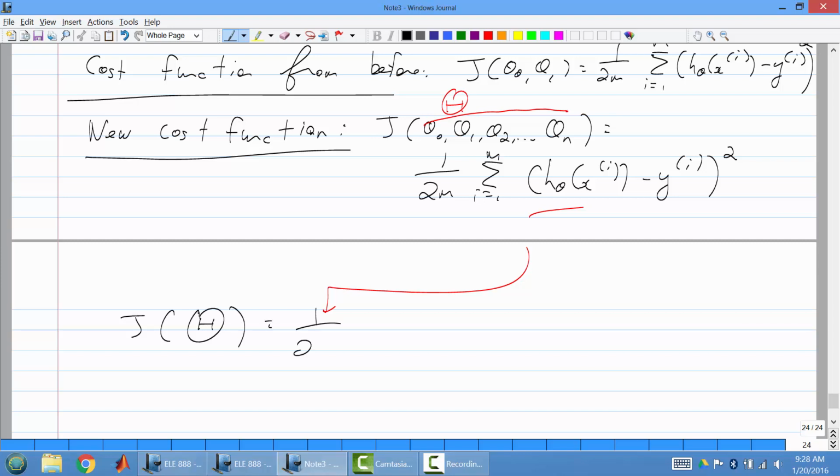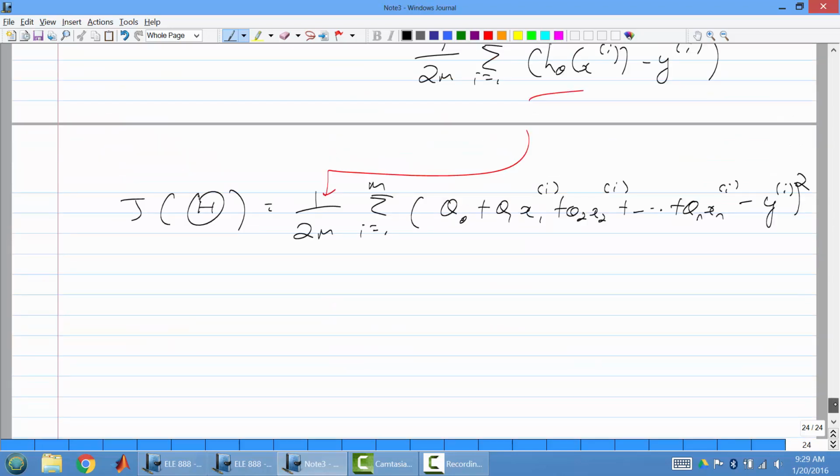So this is 1 over 2m. This expands to what? So we have theta 0 plus theta 1 x1 plus theta 2 x2, all the way up to the end, right? And then subtract this. Actually, this is the ith training example, right? And then this is with the predicted output. And there we go. Okay, that is good. So this is what it was before, so this is what the hypothesis would be. So this is the new one.